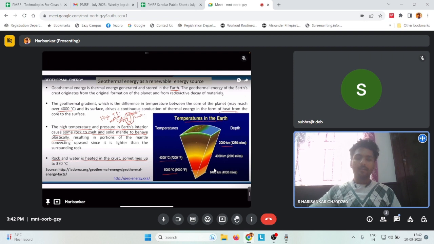The rock and water present in the Earth's crust are heated because of this convection of the molten mantle, which has very high temperatures. Because this heat is convected towards the Earth's crust, the rocks and water present in the crust get heated, sometimes up to even 370 degrees Celsius. So this heat is what we are utilizing to produce different forms of energy via geothermal energy.